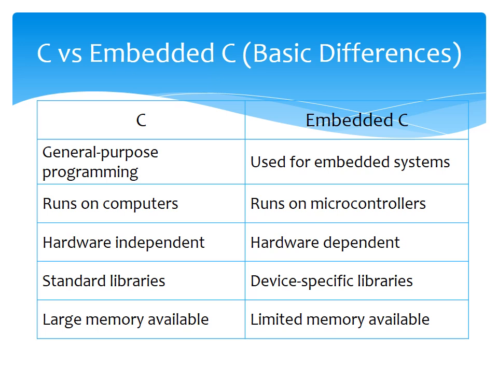You can see, to the left we have C, which is general purpose programming, and embedded C is used for embedded systems. C runs on computers, while embedded C runs on microcontrollers. And C is hardware independent, whereas when you write a program in embedded C, it is hardware dependent. Based on a hardware you will be writing. C has standard libraries, and embedded C has device specific libraries. In C, large memory is available, but in case of embedded C, it's all resource constrained devices. You have only limited memory.